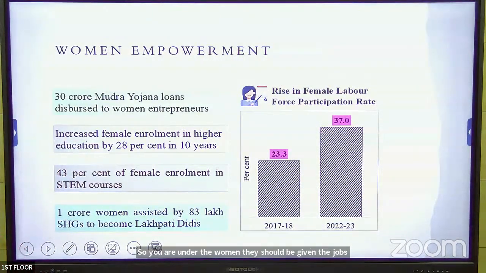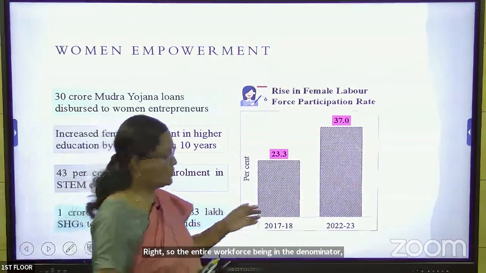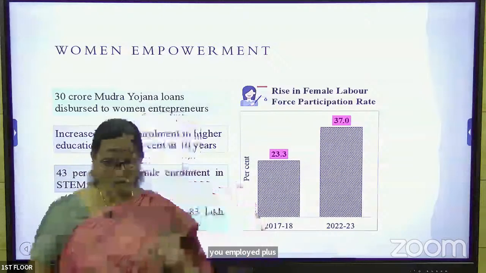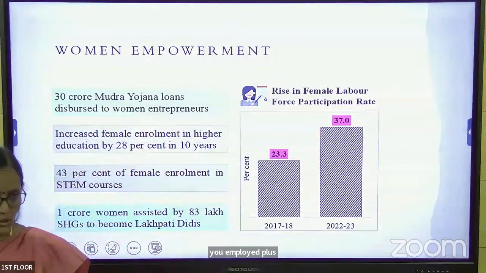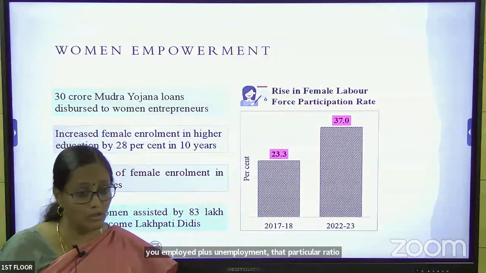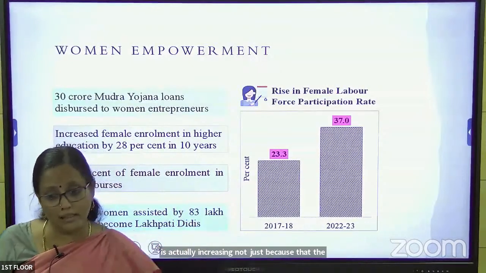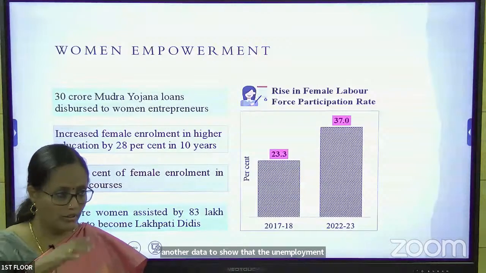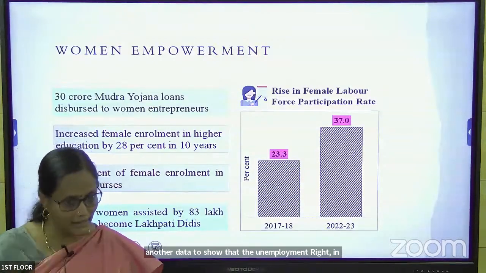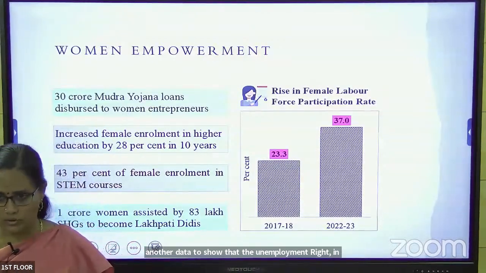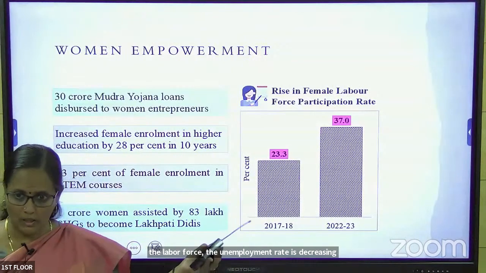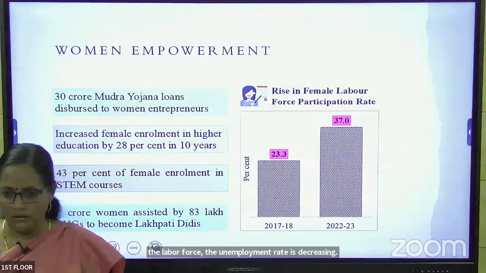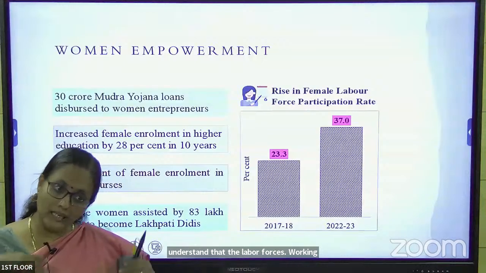Right? So with the entire workforce being in the denominator, employed plus unemployed, that particular ratio is actually increasing, not just because the unemployed are increasing, because they have other data to show that the unemployment rate is decreasing. In the labor force, the unemployment rate is decreasing. That data is also being presented. So therefore, we understand that the labor force is working and that percentage is actually increasing.